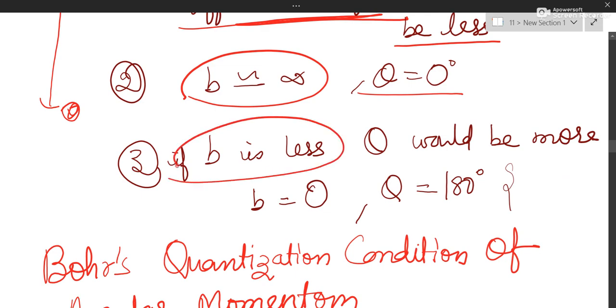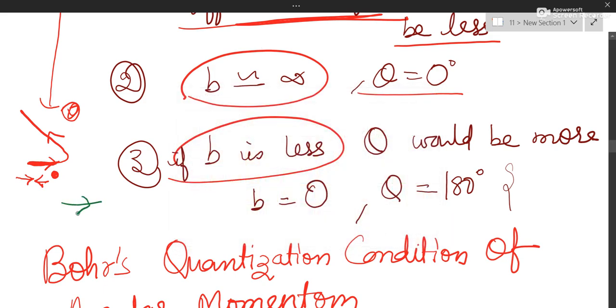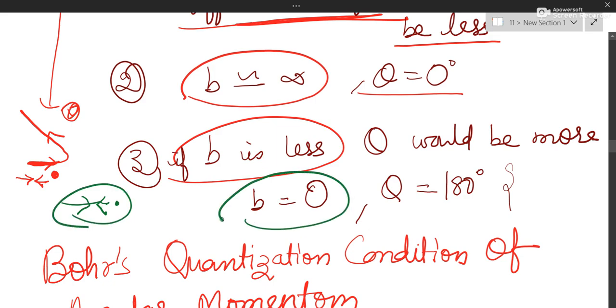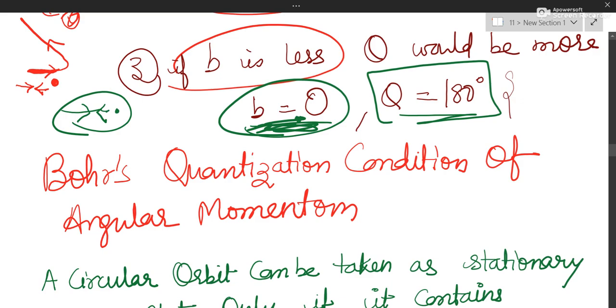Now if B is less, if you are going this close, this is the nucleus, and the alpha particle is going from here, then it has to be deflected by a very large angle. And if you are coming exactly along the center line of the nucleus like this, then you have to go back. Go back means 180 degrees. So if B is 0, there is no impact parameter, then you have to retrace the path. It means the angle of scattering will be 180 degrees.